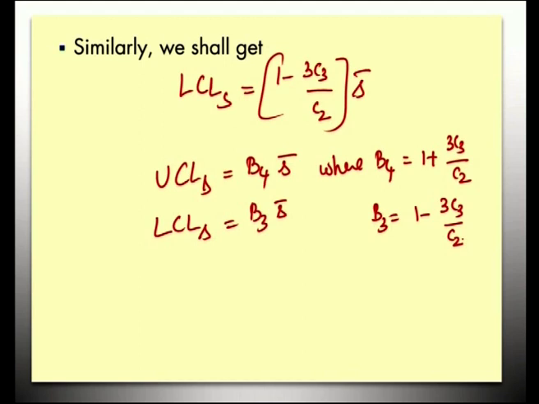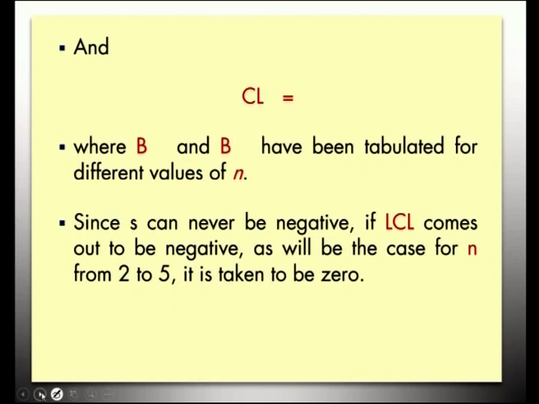And the control line for S, in all cases whether sigma is known or not known, is CL of S equal to S bar, where the values of B3 and B4 have been tabulated for different values of n. Since S can never be negative, because S represents standard deviation, a square root value, and a square root value can never be negative, if LCL comes to be negative, as will be the case for n from 2 to 5, it is taken to be 0.